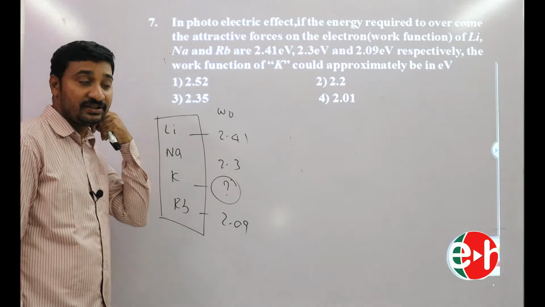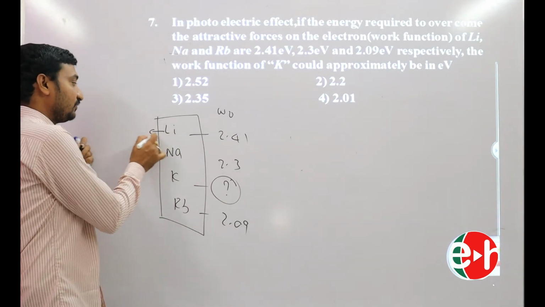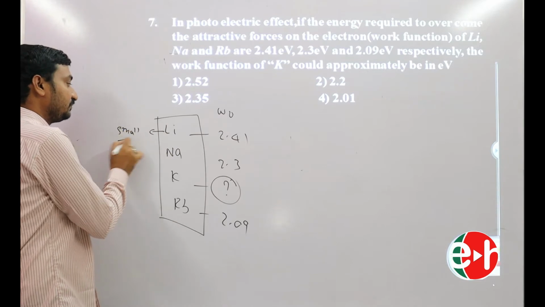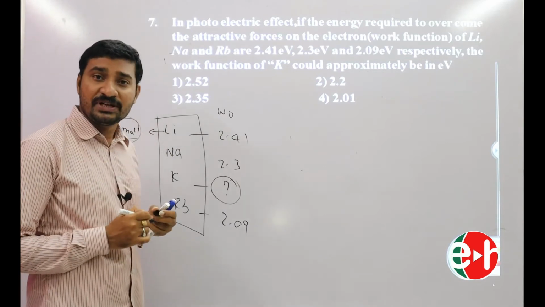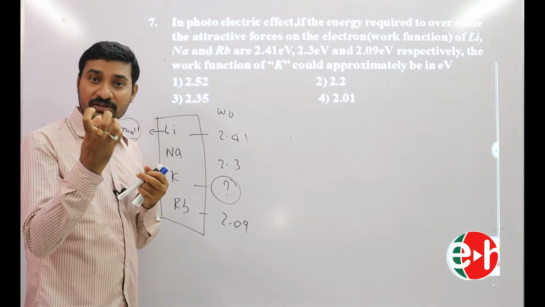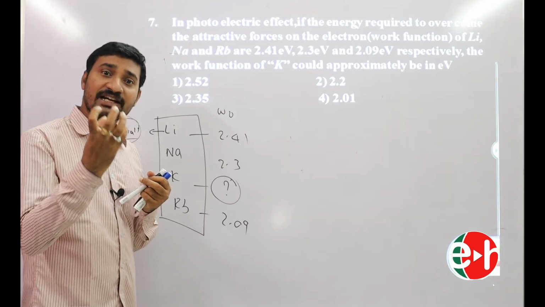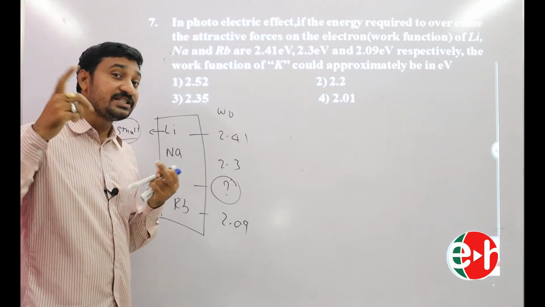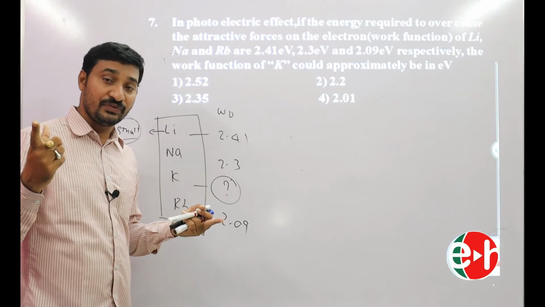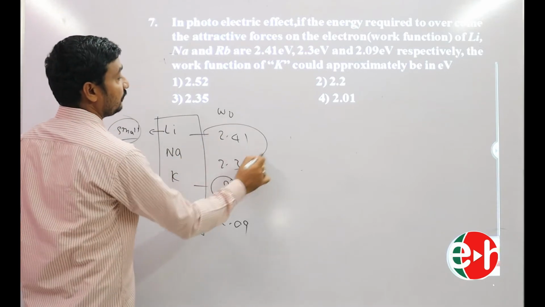Concept based. Why? See, lithium size is small. This is a smaller atom. Smaller atom means the electrons are strongly attracted by the nucleus. So when strongly attracted by the nucleus, a more amount of energy is required to remove the electron. That's why here the work function is more.